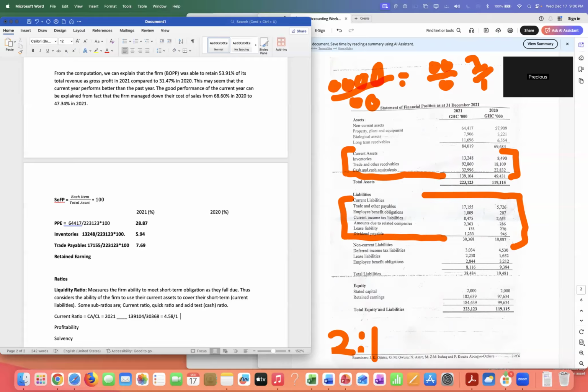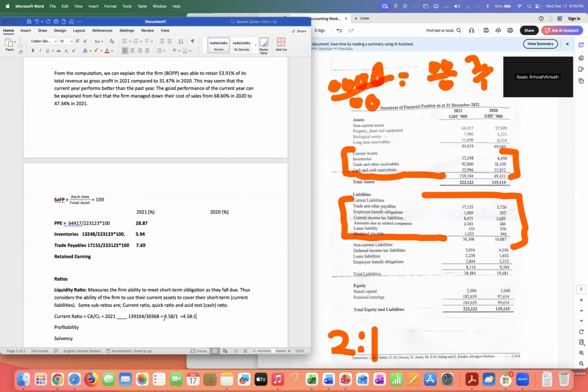So we can rewrite this as 4.58 is to 1. So that's where the "is to" came from. Right. So we can analyze that for every 4 cedis, 58 pesewas of the CA could be used to cover 1 cedi of CL. Let me come again. For every 1 cedi current liability, the firm has 4 cedis, 58 pesewas in current assets to settle it.